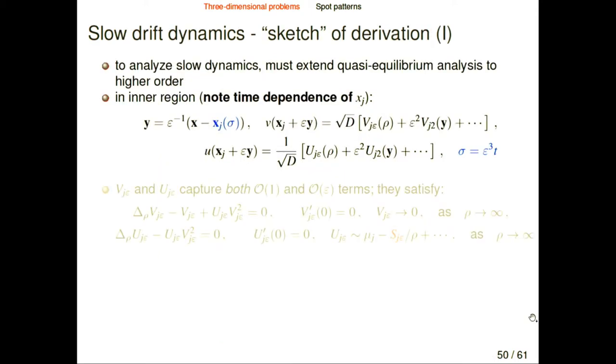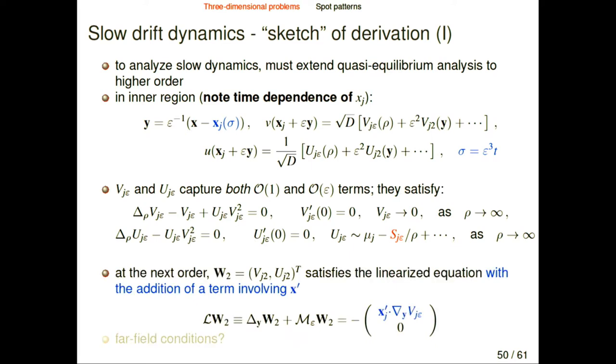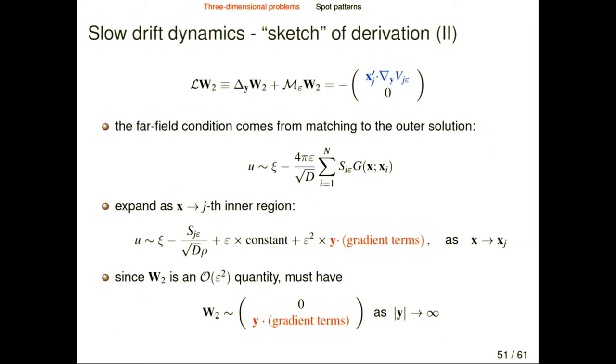So I'm going to skip this a little bit. The point is that these spots are mutually repelling, and they also repel from the boundary as well. That's basically what causes the motion. So I'm going to skip this. Essentially, it's like a solvability condition at infinity.